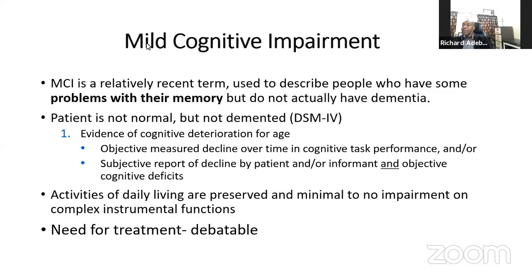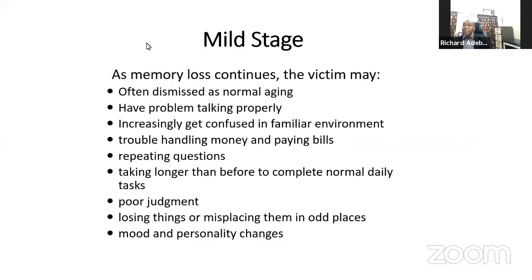Let's look at the clinical symptoms of the mild stage of Alzheimer's disease. What are the things we see there? The memory loss continues. As memory loss continues, it is often dismissed as normal aging. It's passed off as, oh, it's part of aging, it's part of aging.